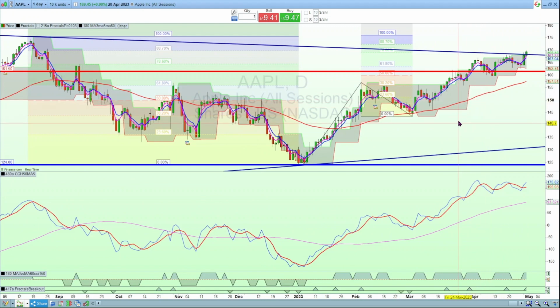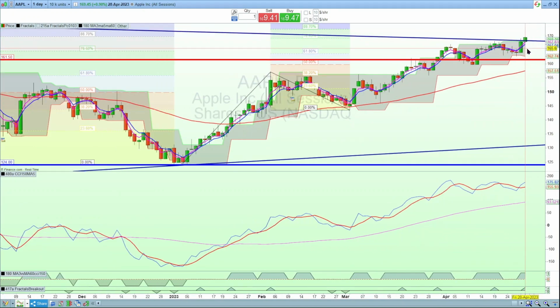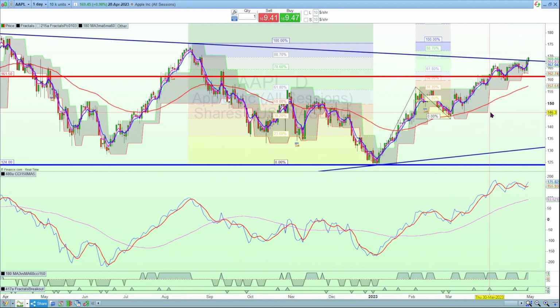Again, you could have gone long, and I've got the fractals in here, this grey cloud. Every time the candle breaks out of the fractal, that's where you would take a long position. So you would have gone long there, another entry going long there, another entry there, and just as of yesterday's close, another entry to potentially go long, end of week trading.